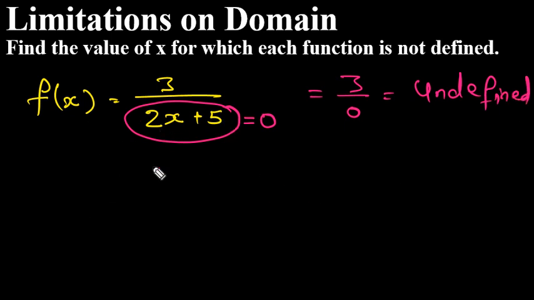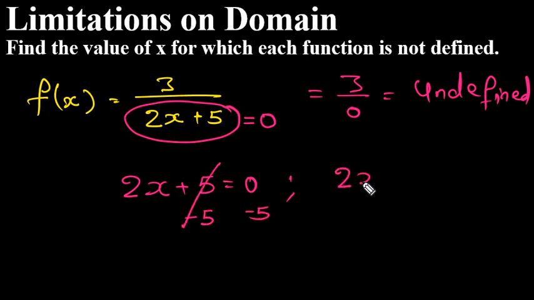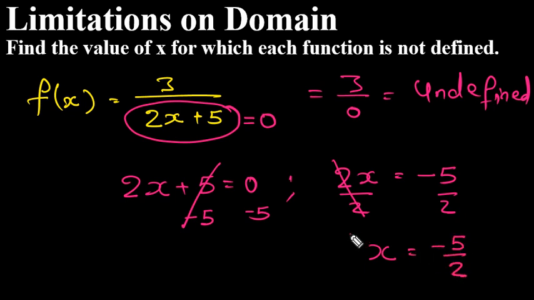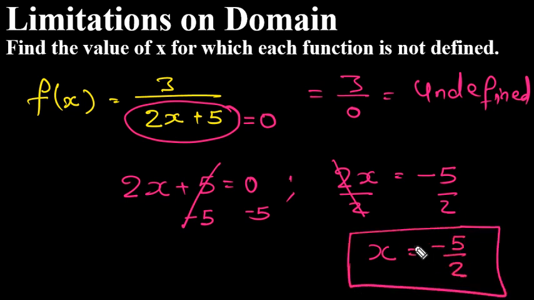Now, what will be the value of x? So, 2x plus 5 equals 0. If you solve this, minus 5 on both sides, this will give you 2x equals minus 5. And now you divide by 2, x is equal to negative 5 divided by 2. So at x equals negative 5 over 2, this function will be undefined. At what value will the function be undefined? At negative 5 over 2.